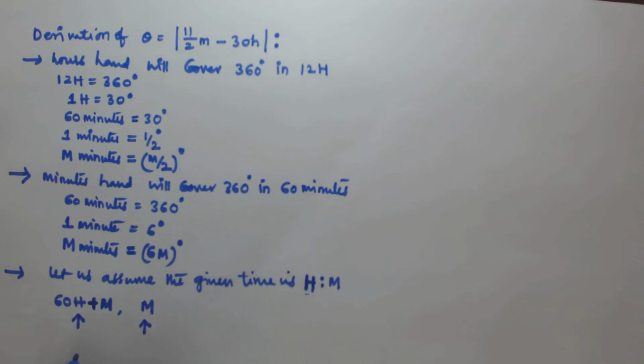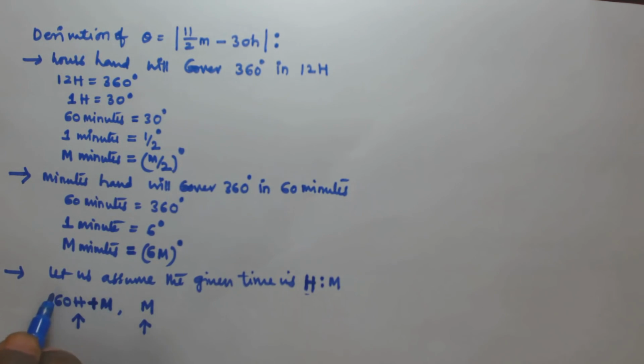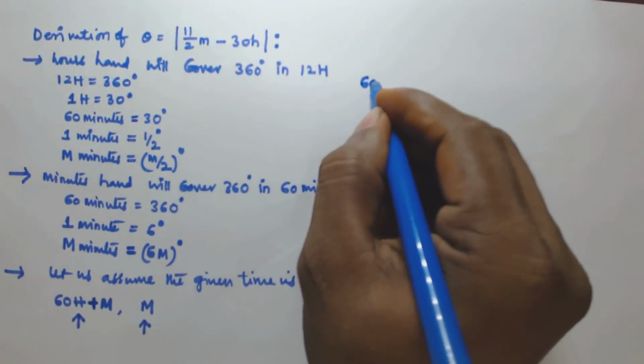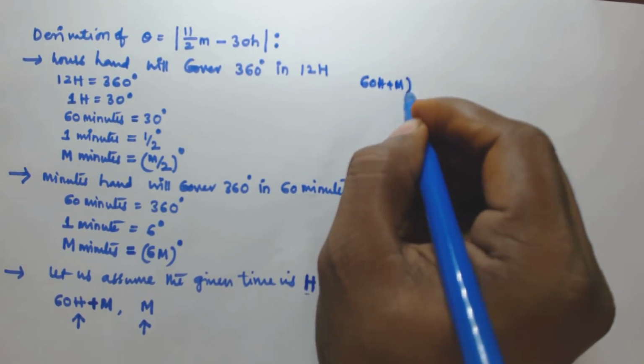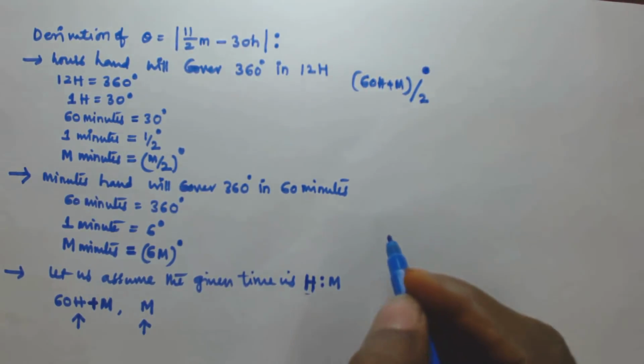Now we know the number of minutes finished by the hour hand and the number of minutes finished by the minutes hand, right? If the number of minutes finished by the hours hand is 60h plus m, we know that the hours hand will make m by 2 degrees in m minutes. So in 60h plus m minutes, the hours hand is going to make (60h plus m) by 2 degrees, right?